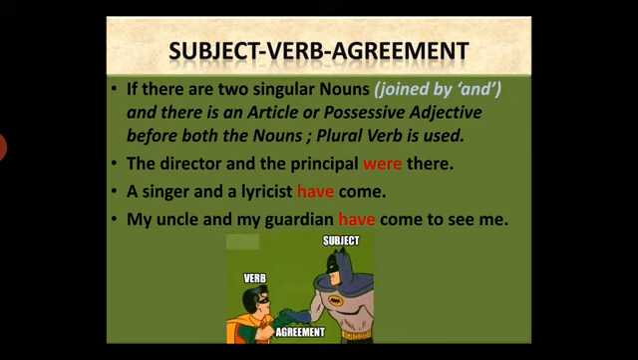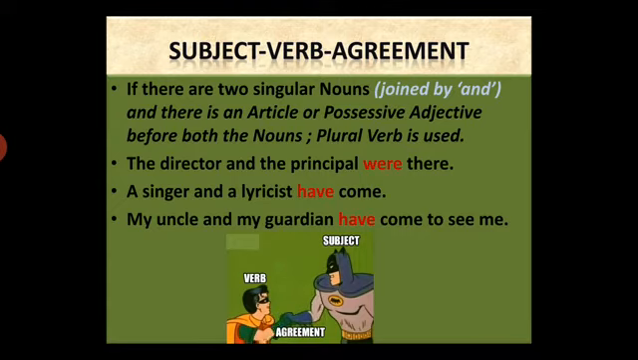The article a has been used before both the nouns, before singer and also before lyricist. It means there are two persons. One is singer and the second one is a lyricist. And that's why we have used have, which is a plural verb. See the use of possessive adjective.